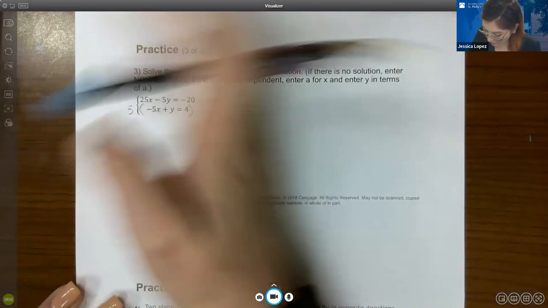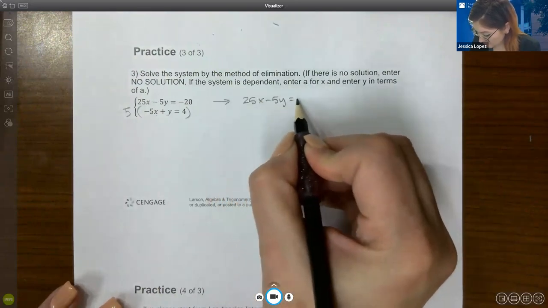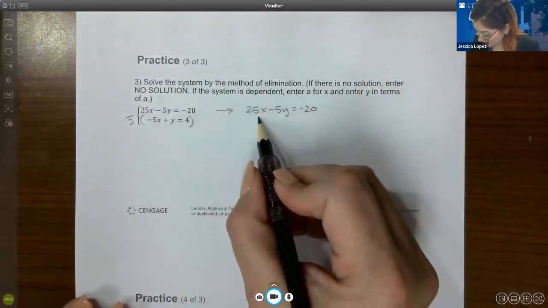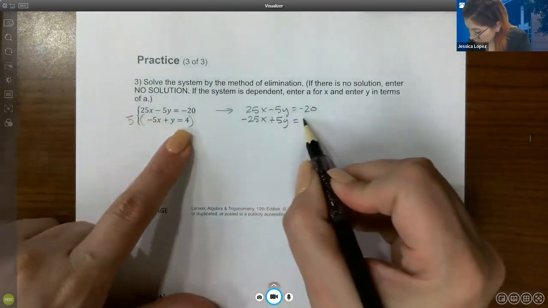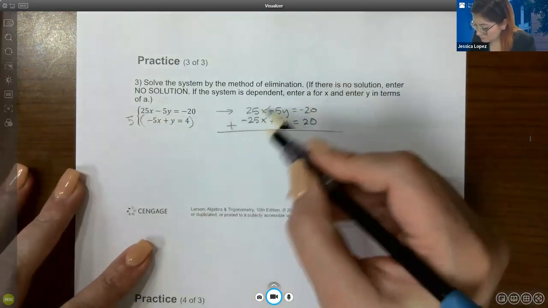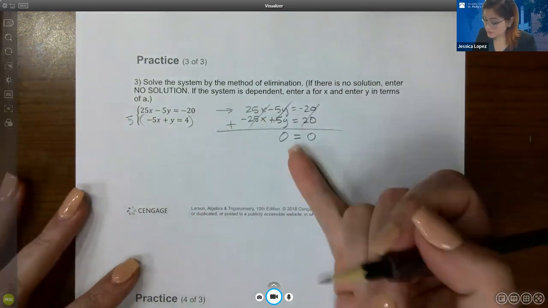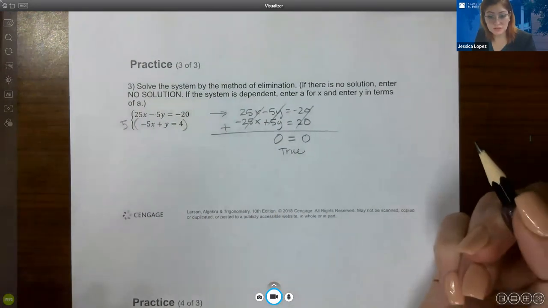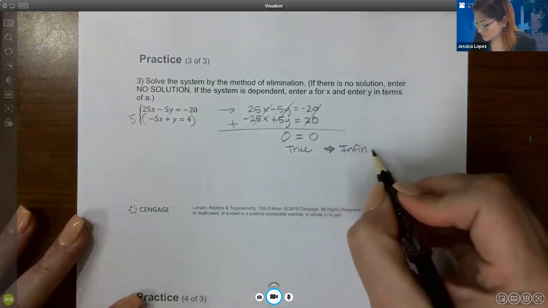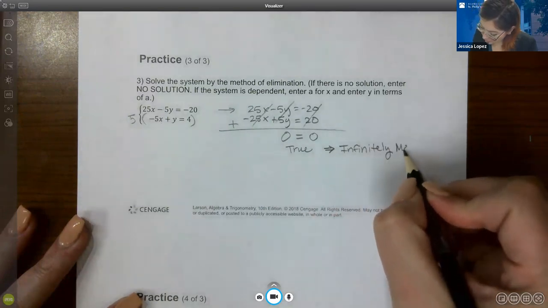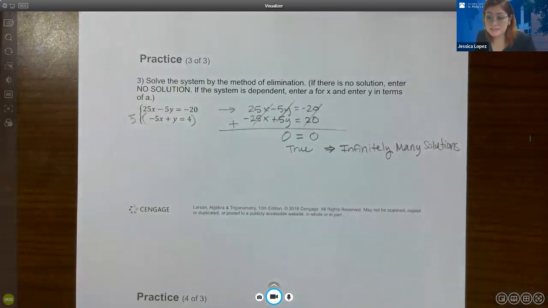Positive 5, okay? So what happens is the top is gonna stay the same. And the bottom is going to become negative 25x, positive 5y, and positive 20. And when I go to add them together, these are both gonna cancel, giving me 0, and these are gonna cancel, giving me 0, okay? But this is true. 0 does equal 0. So when it's true, that means you have an infinitely many number of solutions. Infinitely many solutions. Okay, so that is a dependent system.